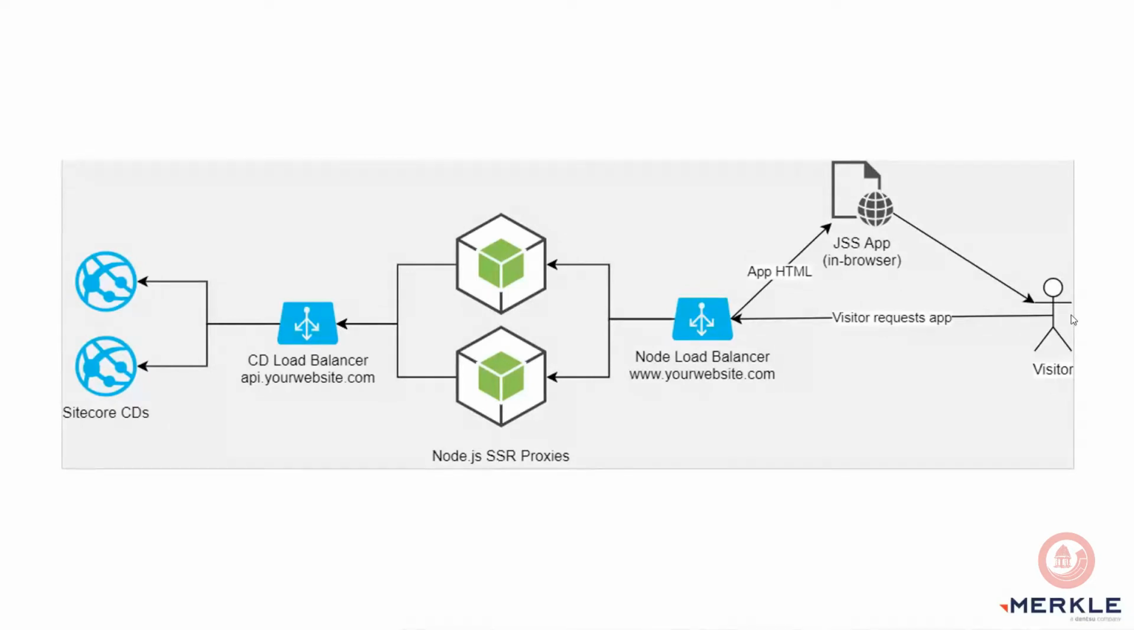So you've got your visitor, they're making a request to your app, which behind the scenes hits a Node load balancer, and behind the scenes that's making a call to your different Node.js server-side rendering or SSR proxies, which proxy the request to your CD load balancer, which then ends up hitting some amount of your Sitecore CD servers. All of that comes back and it serves your app HTML to your application, which serves it back to your user. And this is all, keep in mind, just to render an HTML page, right?